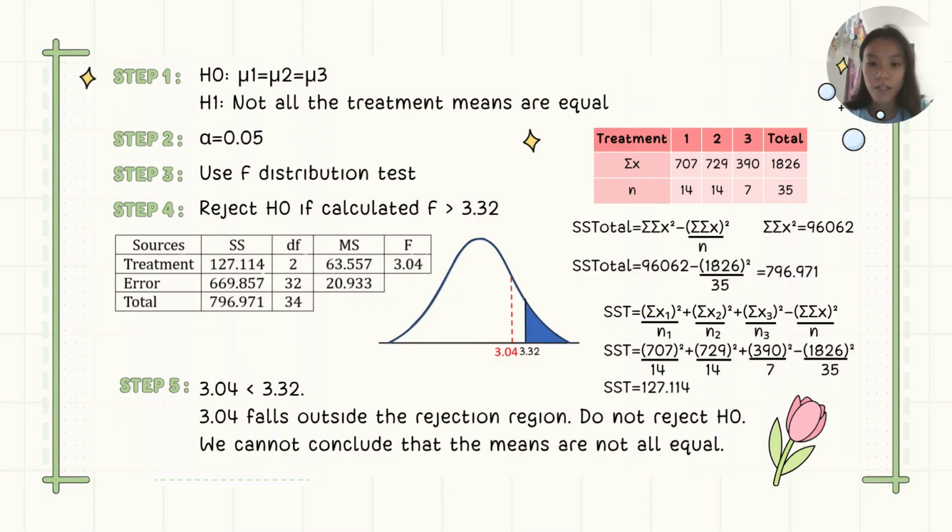And then our calculated F of 3.04 is less than the critical F, which is 3.32. So 3.04 falls outside the rejection region. So we do not reject the null hypothesis H0, and we cannot conclude that the means are not all equal. Thank you.